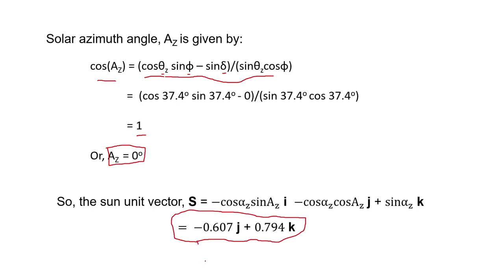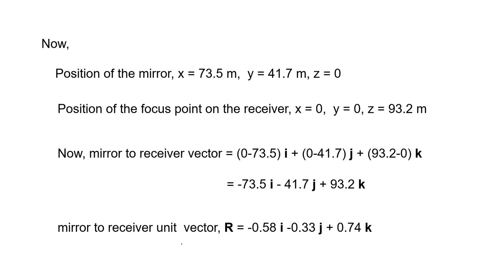Now the next thing is to find the mirror to central receiver vector, the mirror to receiver unit vector. This is very easy to determine because we know the position of the mirror. According to the question, it is 73.5 meter east, so X becomes 73.5 meter, and it is 41.7 meter north, so Y becomes 41.7 meter, and it is on the ground, so the Z coordinate is 0. This way we got the position of the mirror and the position of the focus point of the receiver.